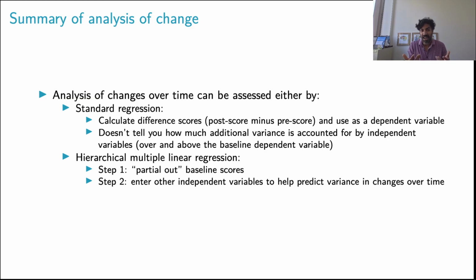So it doesn't tell you how much of the variance is accounted for by the additional independent variable of interest rather than the baseline score. So you could just do hierarchical multiple linear regression, which partials out your baseline score, and you enter the other independent variables to help predict variance and changes over time.